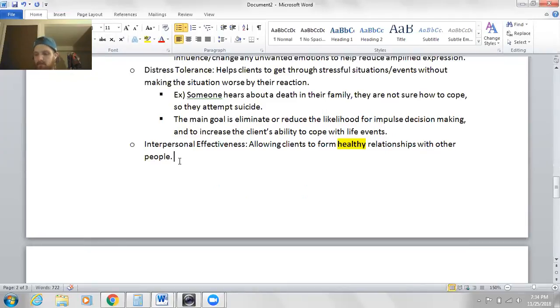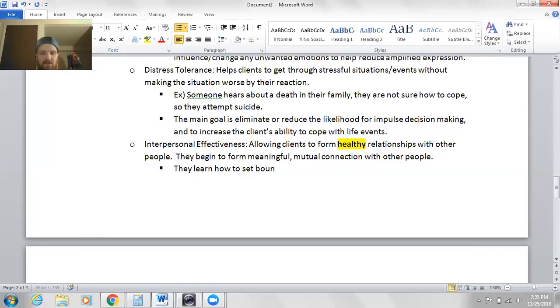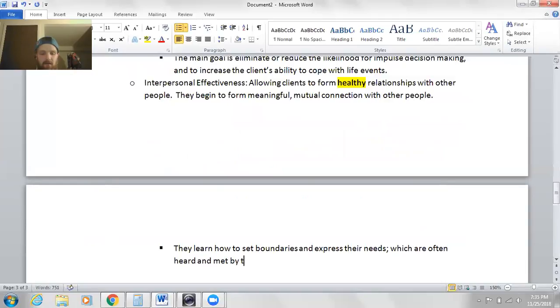So they begin to form meaningful, mutual connection with other people, with an emphasis on they learn how to set boundaries and express their needs, which are often heard and met by the other person in the relationship.